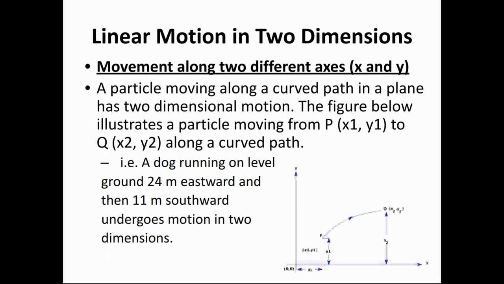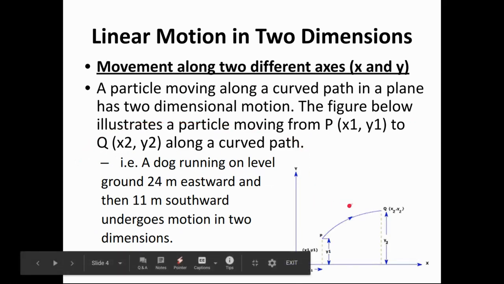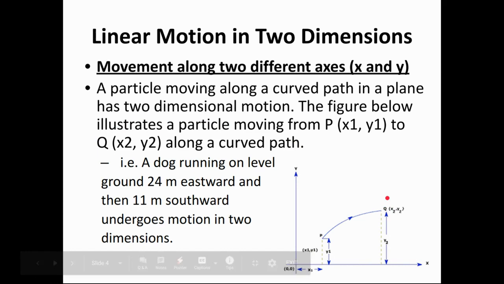When we talk about motion in 2 dimensions, you will have a curved path. So the example down here at the bottom is like a ball being thrown in the air. So as it's traveling up and down, it's also traveling left and right. The combination of those 2 motions gives it a curved line.